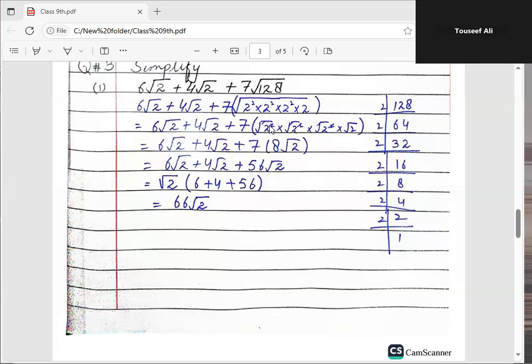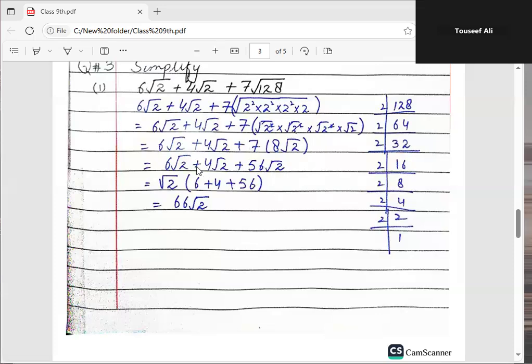Now the root and square cancel each other. The remaining term is only 2. Here also only 2 remains. So 2 multiplied by 2 multiplied by 2: 2 twos are 4, 4 twos are 8, 8 times this root 2. Now we multiply 7 by 8, which is 56.